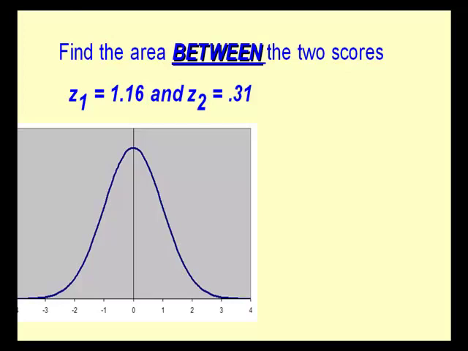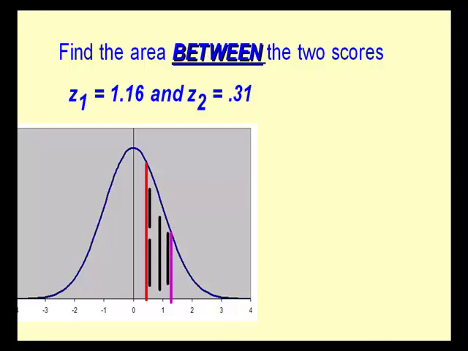So if I ask you to find the area between 1.16 and 0.31: 1.16 is 1.16 standard deviations above the mean, and 0.31 is 0.31 standard deviations above the mean. But I'm not looking for either area. I'm looking for those that are between.